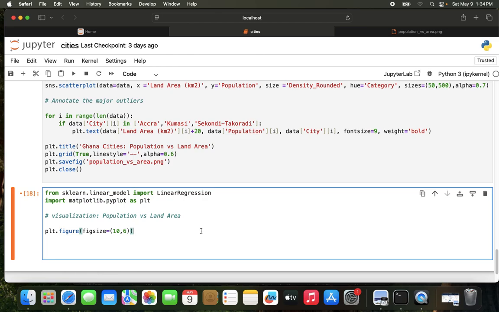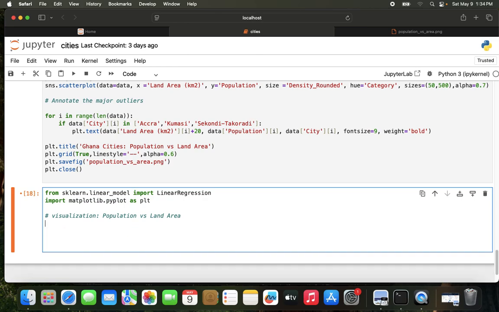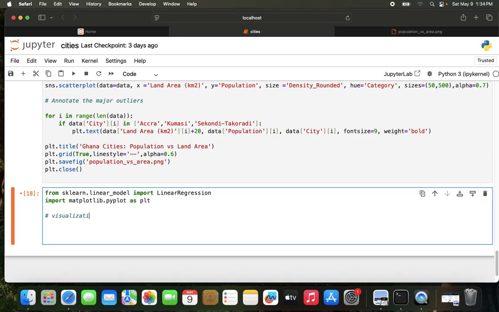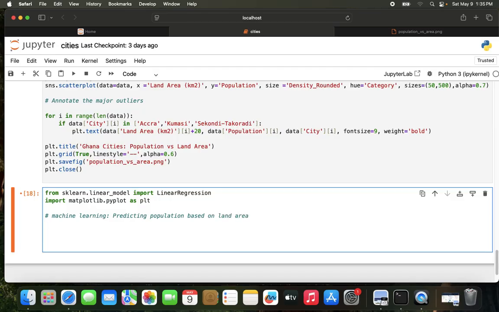No, actually I'm jumping the gun. We can't visualize our data if we have not loaded our data, so sorry for that. First thing we're going to do is prepare our data. So let's prepare our data. So here I'm going to put a comment: machine learning. So this is predicting population based on land area. And then here we're going to prepare our data.